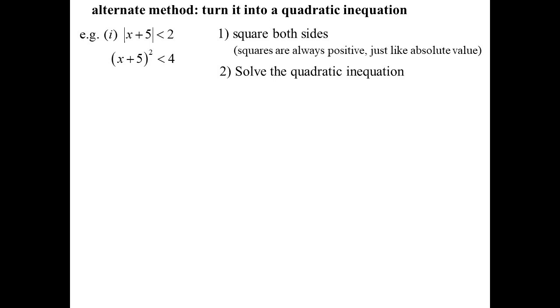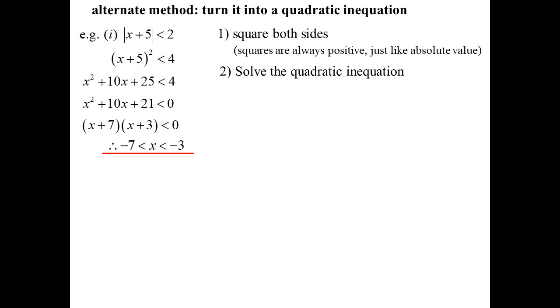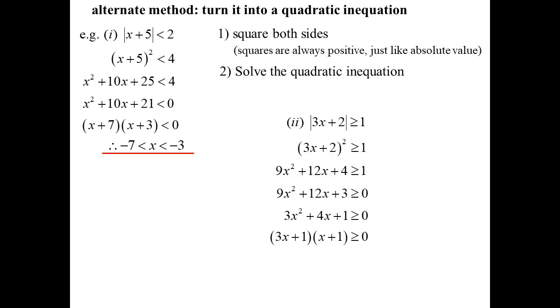Let's expand it out. There's my two critical points, negative 7 and negative 3, same as I got before. I can test a point and I get the solution we got before. So you could always turn it into a quadratic if you wanted to. I'm not saying it's the best way of doing it. I'm just saying it's another way of doing it. Second one, same deal. I'll just square both sides, turn it into a quadratic. I get the two critical points of minus a third and minus 1. Check the points. I get my answer.